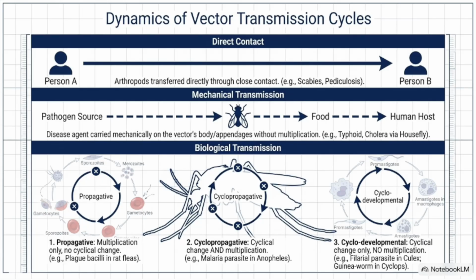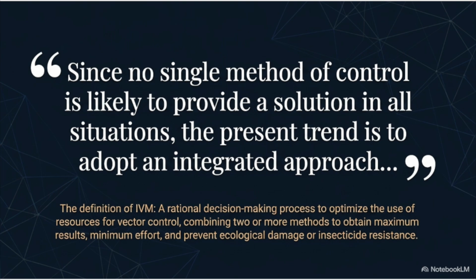The third is biological transmission, which itself has three types. Propagative transmission involves multiplication only, with no cyclical change, as seen with plague bacilli in rat fleas. Cyclopropagative transmission involves both cyclical change and multiplication, as seen with the malaria parasite in Anopheles mosquitoes. And cyclodevelopmental transmission involves cyclical change only, with no multiplication, as seen with the filarial parasite in Culex or guinea worm in Cyclops. Given the complexity of these transmission cycles, one guiding principle stands out.